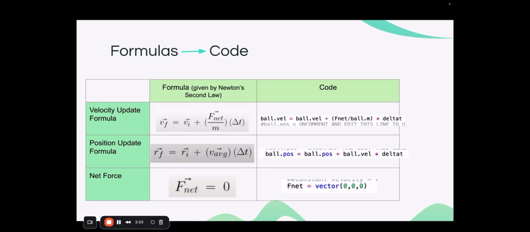GlowScript is a programming environment, so I had to turn our physics principles into code. Since we want to model constant velocity, I started by making the net force equal to 0. Next, we can rearrange the velocity update formula based on Newton's second law, and since the net force is 0, the final velocity is essentially equal to the initial velocity.